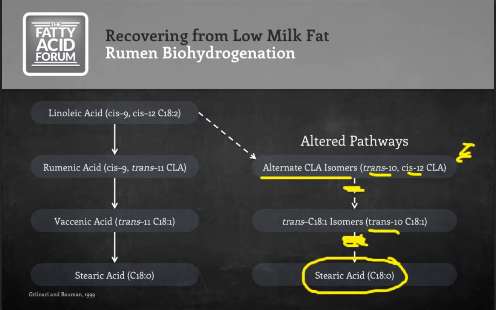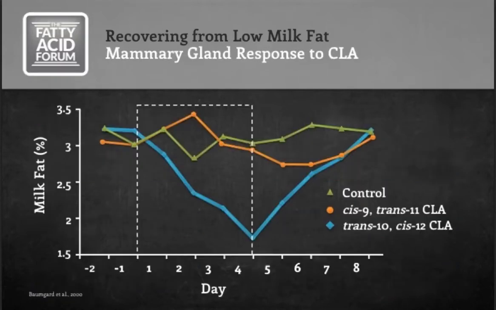So Dale Bauman at Cornell specifically tested this normal versus alternate isomer, and how he did this is he was able to get purified forms of each of the individual isomers. And I'm showing here the milk fat concentration from cows who were infused with either control, the normal isomer, or the alternate isomer for 4 days.